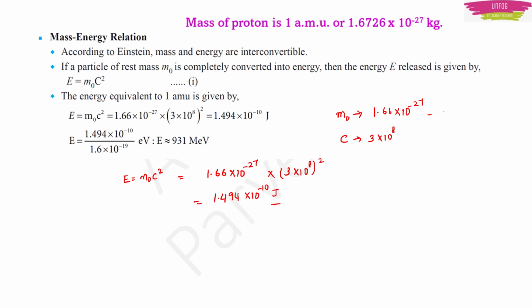But if I want this in terms of electron-volt, then I can divide this value by 1.6 into 10 raised to minus 19 joule. Correct? That is what we have learnt in the definition of electron-volt. So if I divide 1.494 into 10 to the power minus 10 by 1.6 into 10 raised to minus 19, I can convert this joule into electron-volt. If you calculate it, you will get approximately 931 MeV. Some decimal points will also be there, 931.5 or something like that.